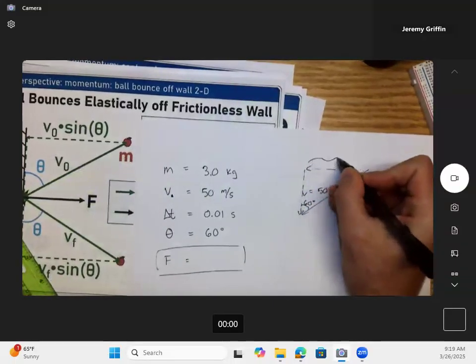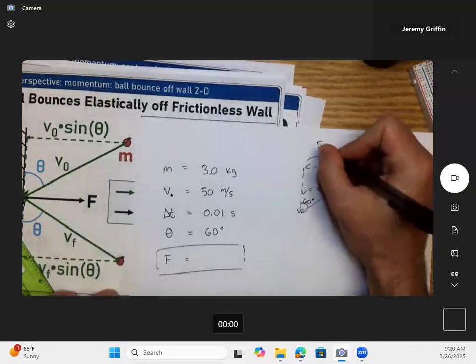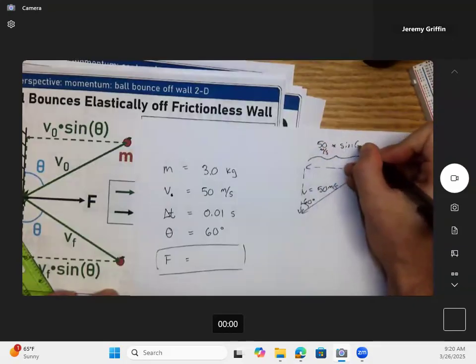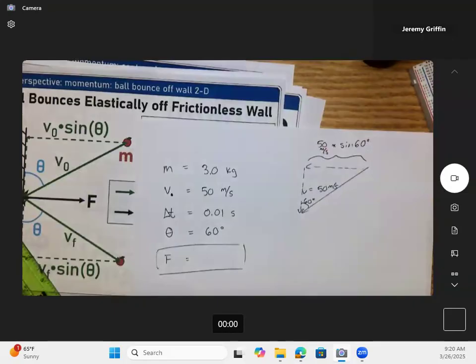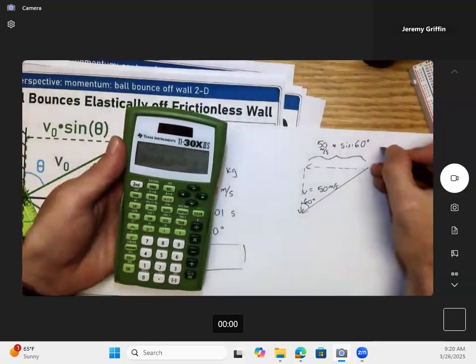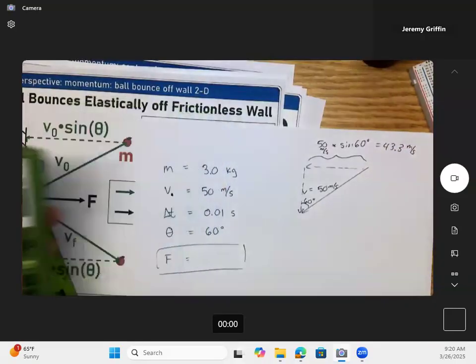Then how fast is it traveling straight towards the wall? 50 meters per second times what? Sine. Sine of 60 degrees. So 50 sine 60 degrees is 43.3 meters per second.